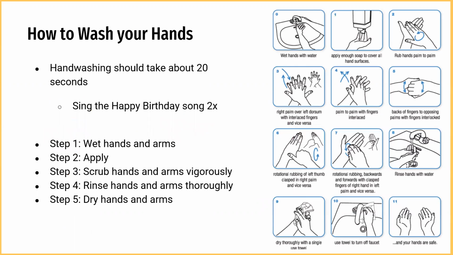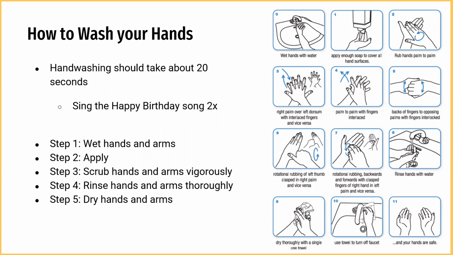So, washing hands. Hands can transfer pathogens to food, so hand washing is a crucial step in avoiding food contamination. We should all be pros at washing our hands by now, especially after the pandemic. We wash our hands for about 20 seconds, which is singing the happy birthday song about two times. The steps of washing hands: wash our hands and arms, running them under warm water, usually as hot as you can tolerate.